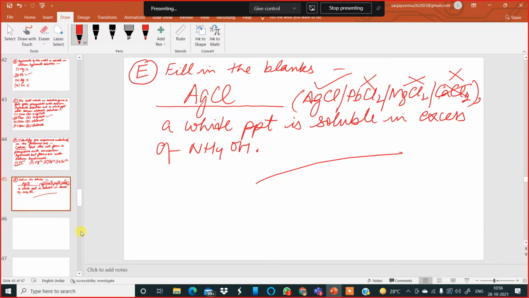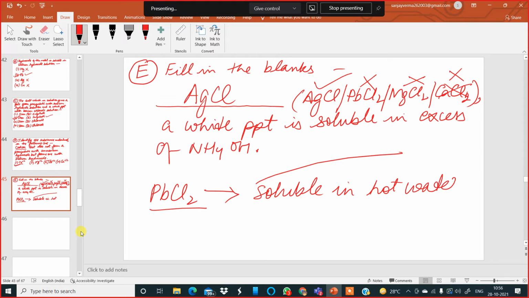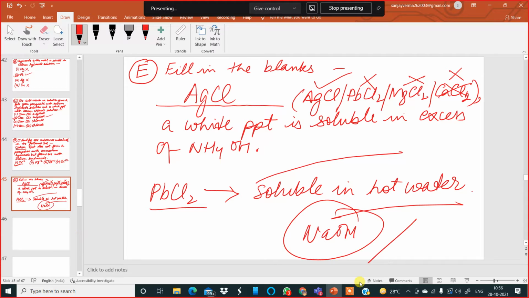Silver chloride is a white precipitate soluble in excess of ammonium hydroxide. PbCl2 is also a white precipitate, but it is not soluble in excess of ammonium hydroxide. This PbCl2 is soluble in hot water. Remember that. Lead chloride is soluble in hot water. It may be soluble in excess sodium hydroxide as well. That is number E.